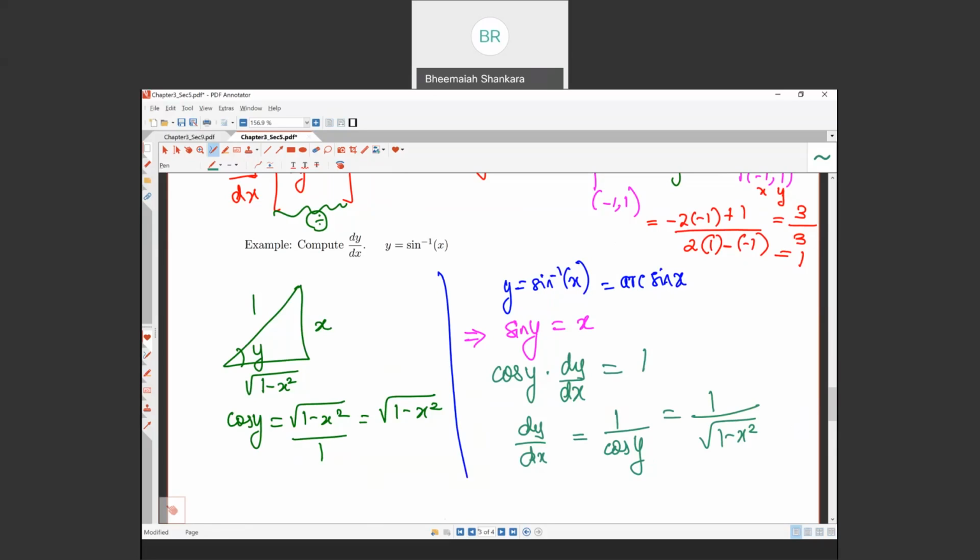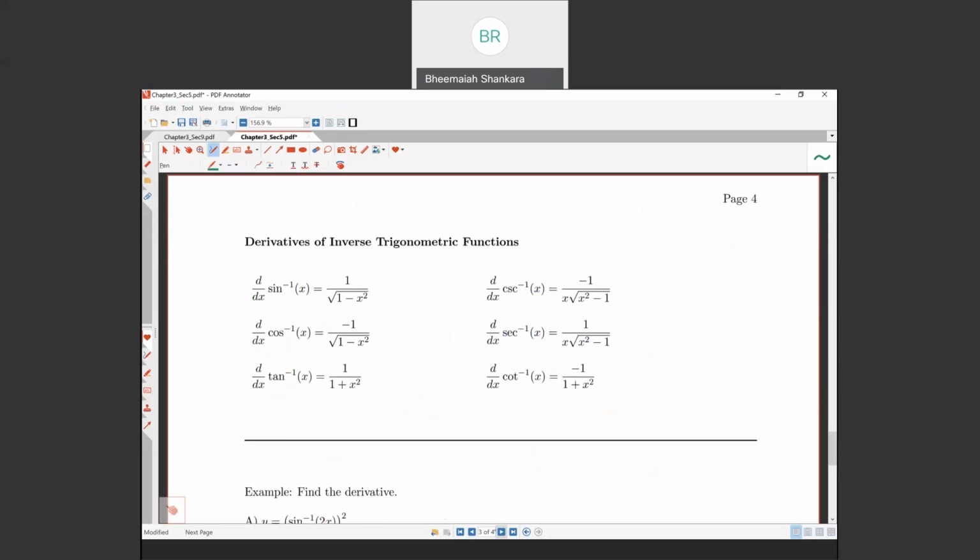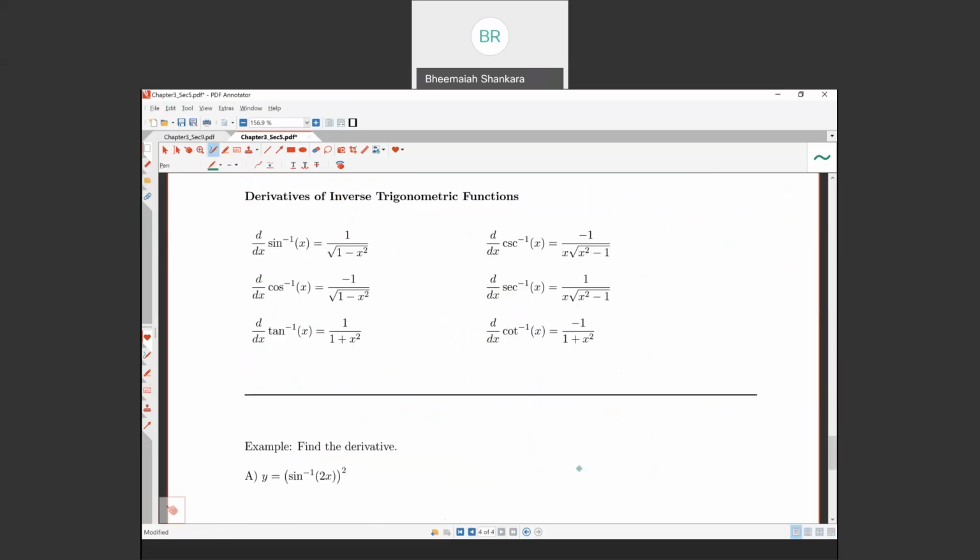So this idea is used to derive the inverse trigonometric functions, and here are the formulas for the derivative of sine inverse, cosine inverse, tangent inverse, and the reciprocal ratios, cosecant, secant, cotangent. So they vary by a negative sign from the left.